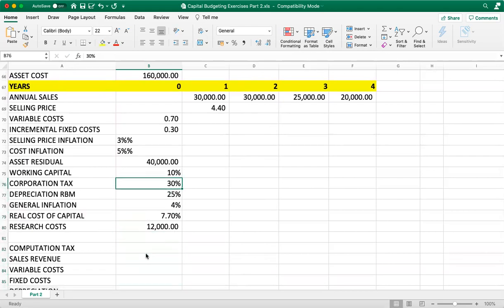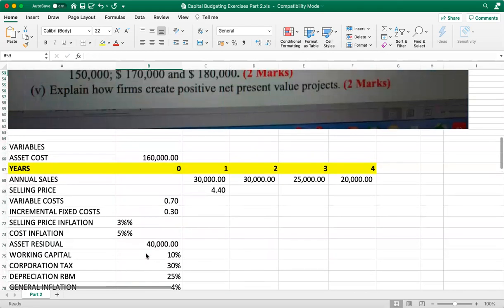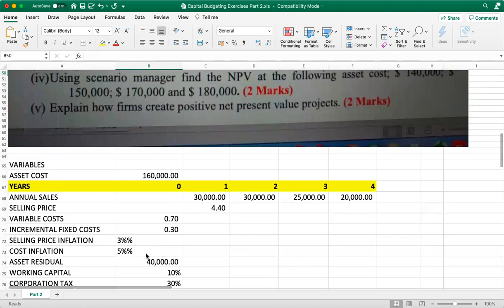So we have the first part of this question. Now, what we need to do next is to get our selling price in year 2, 3, and 4. So what were we told? We were told selling price will inflate at 3%.